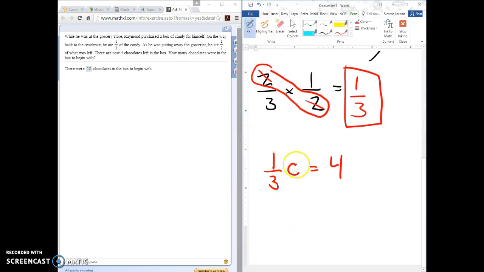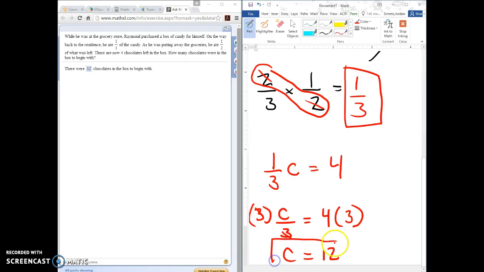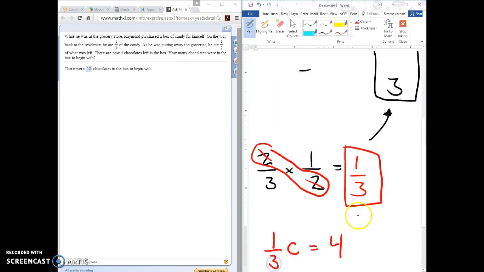So if we were to multiply this out, 1 times C/3, I could really just write that as C/3 equals 4 if you wanted to. This is just another way of expressing it. C is being divided by 3, so I'm going to do the opposite of that. I'm going to multiply both sides by 3. 3 divided by 3 is gone, and I'm left with C equals 4 times 3, which is 12. Okay? And that makes sense again.